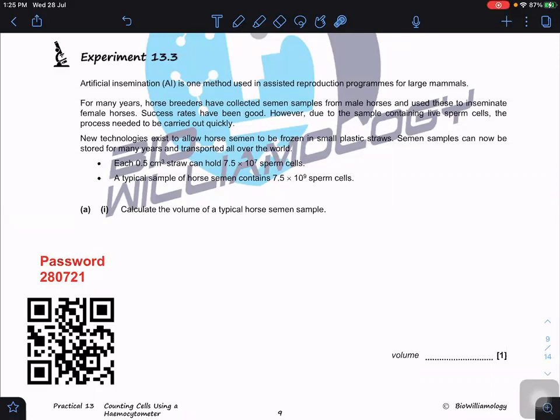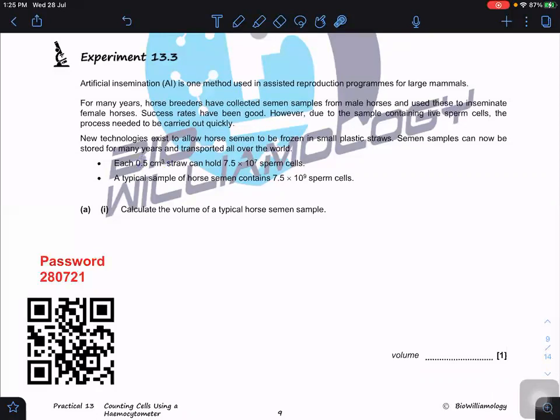However, because the sample contains live sperm cells, the process needed to be carried out quickly. New technology now allows horse semen to be frozen in a small plastic straw. So the semen sample can be stored for many years and transported all over the world. For example, not only for horses, but for the tiger, an endangered species, we can transport or send it to other regions or other zoos.